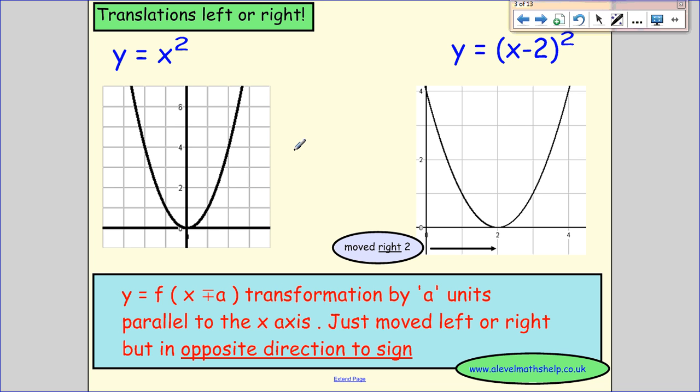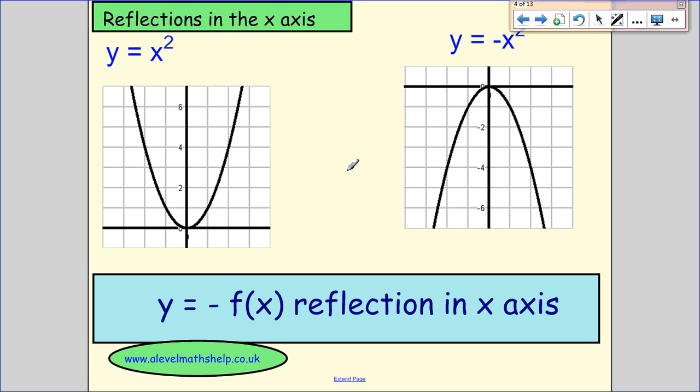Now this is slightly counterintuitive, and people think that when you add you're going to move to the right, and when you subtract you're going to move to the left. It's the other way around. So when you take away you move to the right, and when you add you move to the left. If you can't work it out and see why, you just need to learn that. So if we have a function and we add or subtract something inside the function, we move parallel to the x-axis. So we're moving left and right, and we do it in the opposite direction to the signs.